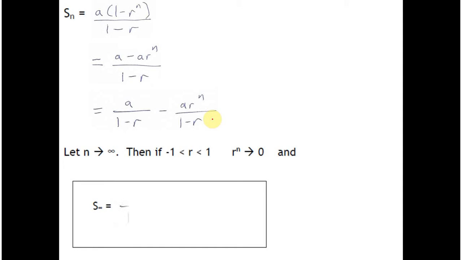And therefore, the second expression will also tend towards 0, as ar to the n over 1 minus r would be basically 0 times a over 1 minus r. So we'd be left with just the first fraction as n tends towards infinity. So S infinity equals a over 1 minus r, and this is the sum to infinity for a geometric series. And this formula is in the formula booklet, so you don't need to be able to remember it.